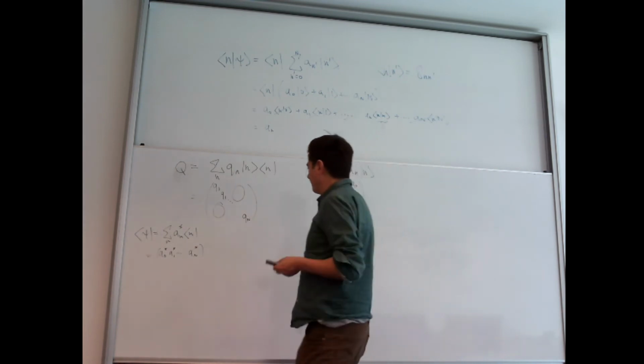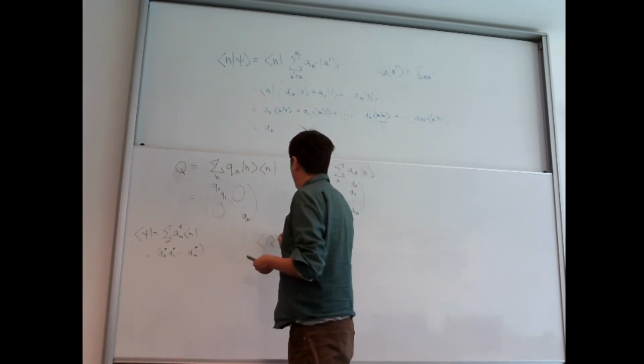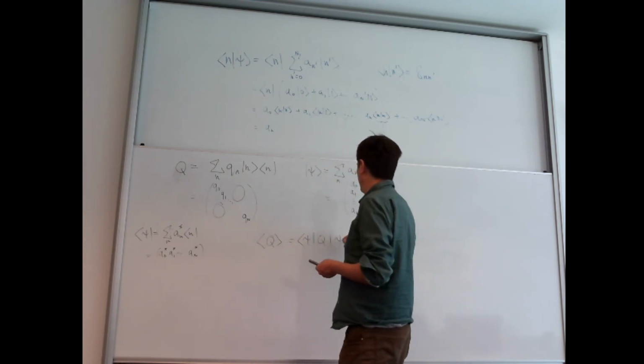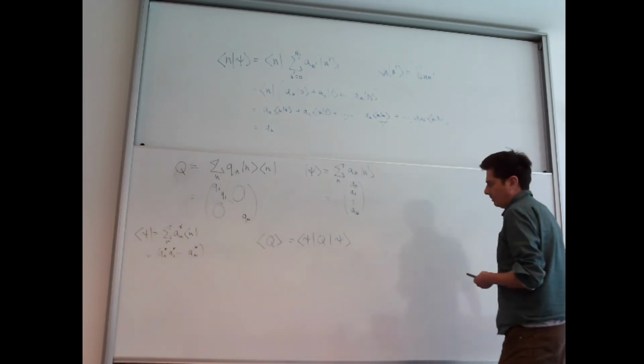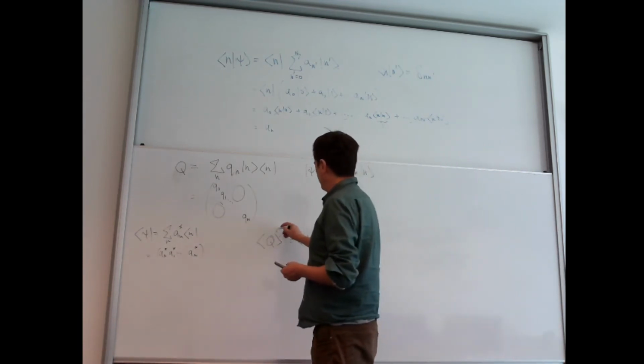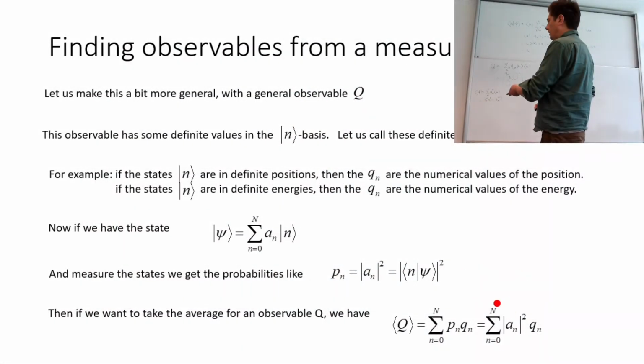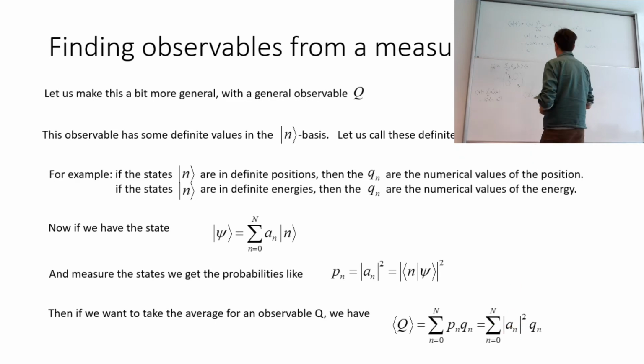and the average value of Q is supposedly this one, right? So from our discussion before, what this one should be is actually this quantity here. So let's write that. It should be, it's supposed to be that, okay? Now let's just verify that it really is that.